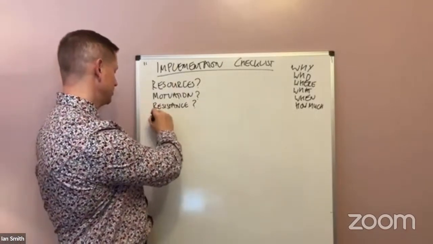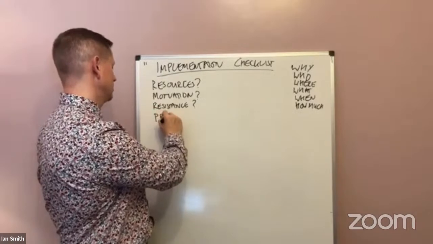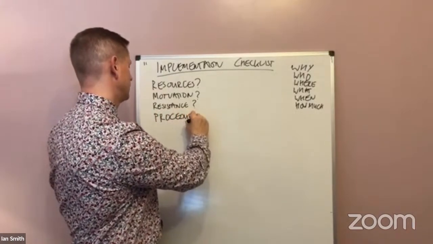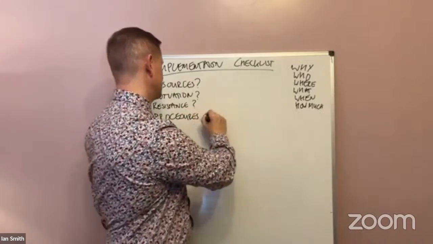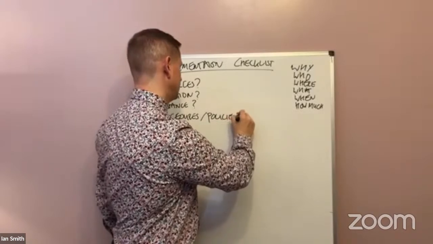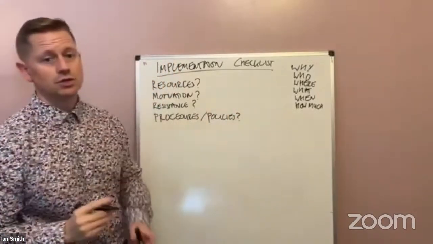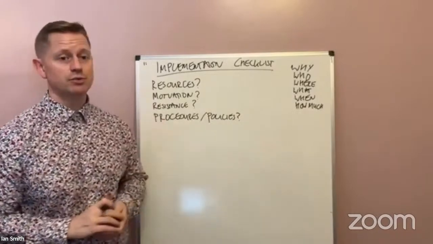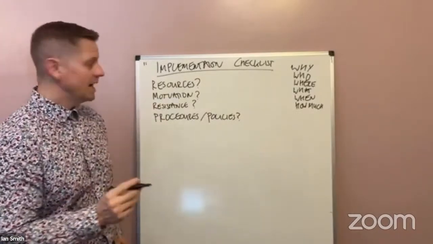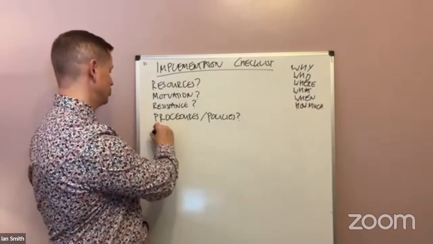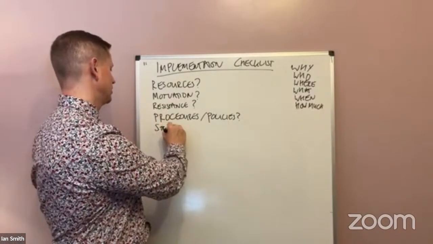Are there any obstacles in relation to procedures or policies? So are there any obstacles that you need to overcome in terms of policies and procedures? Are there any structural or hierarchical issues? So will structure allow the change?